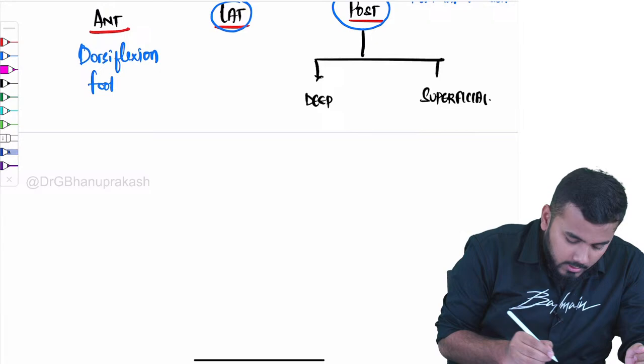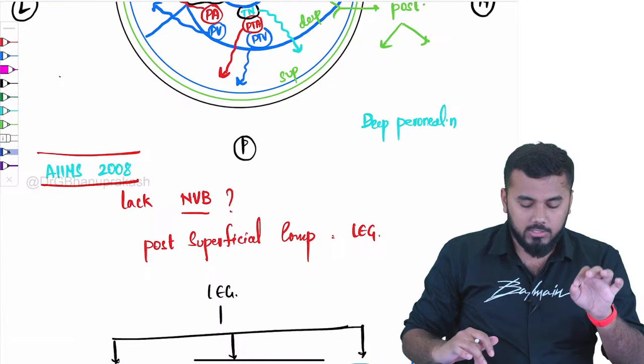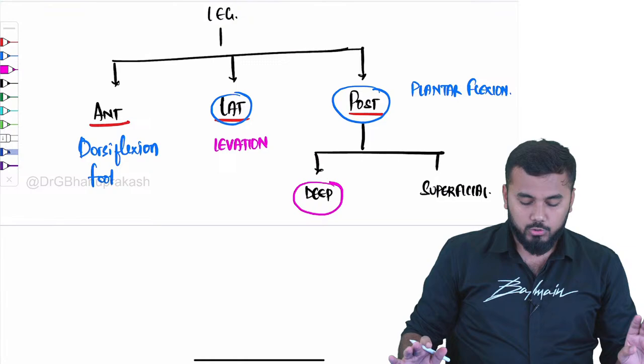So you know the function. If I ask you which nerve supplies the anterior compartment, you will tell me it is the deep peroneal nerve because I have already explained. If I ask which nerve supplies the deep posterior compartment, you will tell me now. Artery also, vein also. So you are done with the arteries, veins and nerves of the leg. Let us now discuss just the muscles.